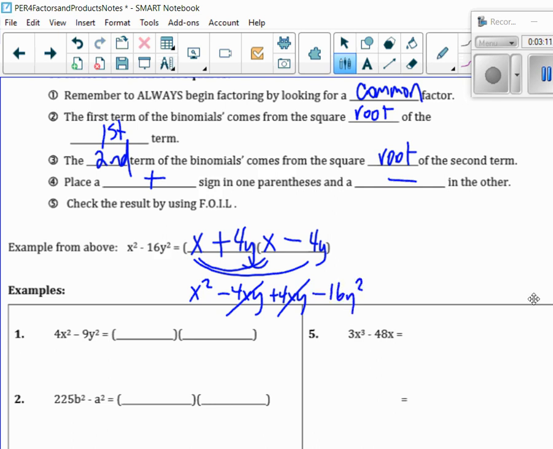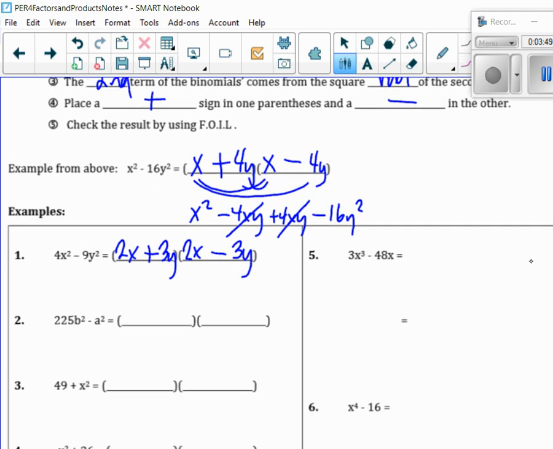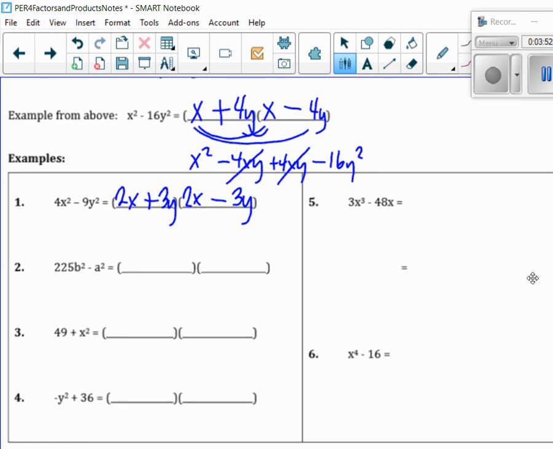Now that you've seen it, if you ever see two terms and it's a subtraction, always look for this to factor. Then it's really fast factoring. Does everybody see? Two terms and it's a subtraction. So what's the square root of the first term? 2x. So you put 2x in both of them. What's the square root of 9y squared? 3y. So put 3y there. One's a plus, one's a minus. FOIL to check. Do you see that the outer and the inner term will cancel each other, and you're left with the original question? Okay. Let's try the next one.